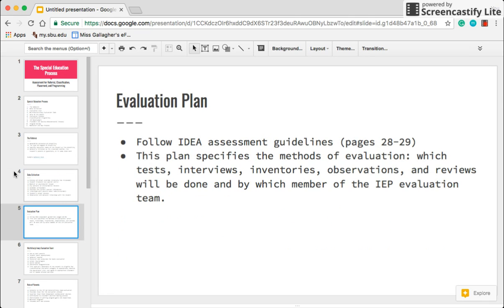The next part is the evaluation plan. I want to talk about pages 28 and 29 in our book, the assessment guidelines. So IDEA has assessment guidelines that we have to follow. So I suggest you take a look at them. It's quite a few, and make sure you're always meeting them. The evaluation plan specifies the methods of evaluation. So which tests, interviews, inventories, observations, and reviews will be done, and by which member of the IEP evaluation team.